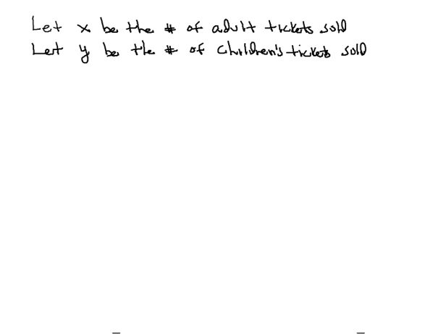So we're going to let X be the number of adult tickets sold and Y the number of children's tickets sold. And because we've introduced two variables in the problem, we need to write two equations using those two variables. Now the first, I think, hopefully will be fairly obvious. We're told that there were 100 seats total in the theater. So we then can write that X plus Y is equal to 100.